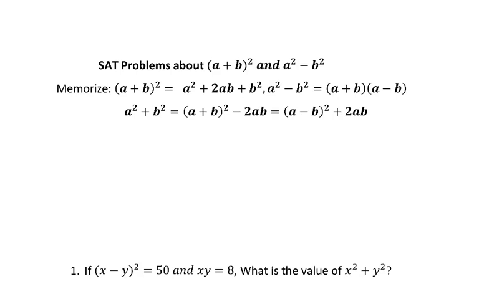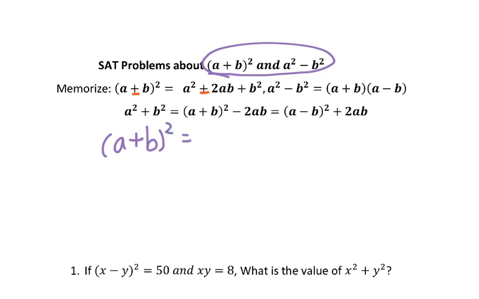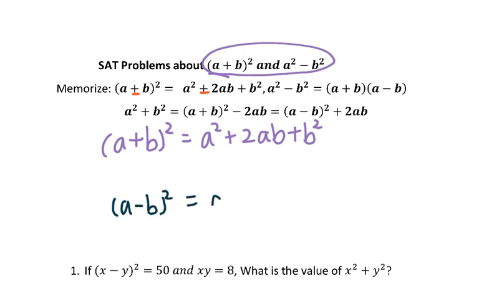This video is about SAT problems: (a plus b) squared and a squared minus b squared. You need to remember two special formulas: (a plus b) squared equals a squared plus 2ab plus b squared. Then for (a minus b) squared, you will get a squared minus 2ab plus b squared.